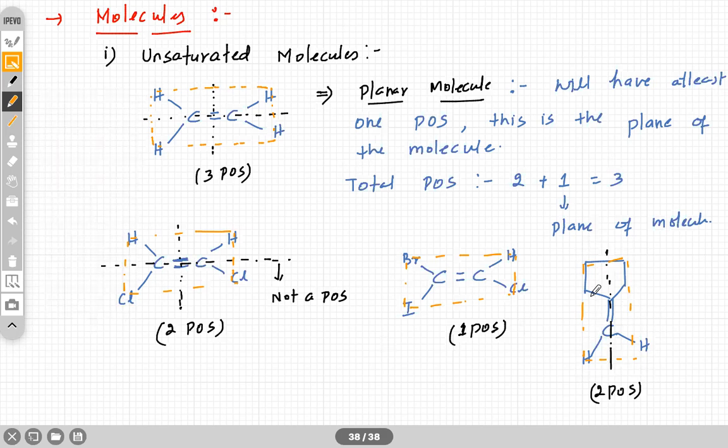So always remember that any planar molecule will always have at least one POS, and that POS is the plane of the molecule itself. Okay. Now, one very important example we have under the unsaturated molecules, and that is cumulenes.